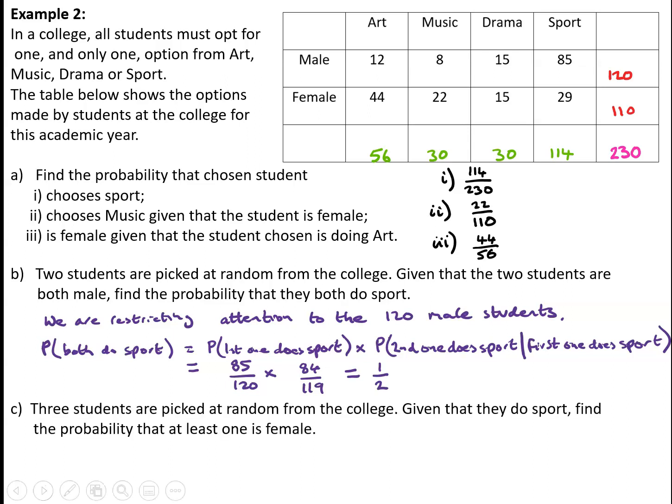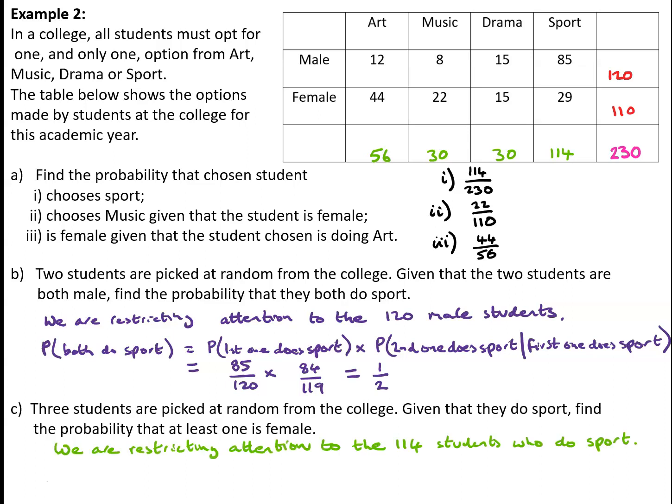And for the final part of the question, we're going to pick 3 students at random from the college. Given that the students chosen do sport, find the probability that at least one of them is female. So in this case, we are restricting attention to the 114 students who do sport. We can certainly say the probability we get at least one female is 1 minus the probability we get 3 males. Now we're restricting attention to the 114 students who do sport, of whom 85 are males.